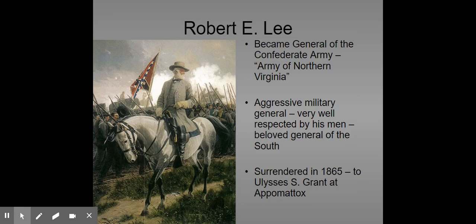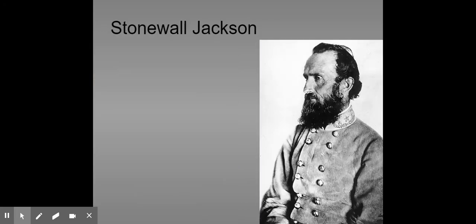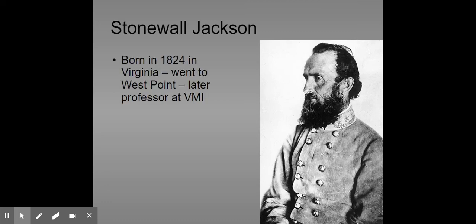Now, one of his most able commanders and subordinates is Thomas Jonathan Stonewall Jackson. Jackson was born in 1824 in Virginia. He goes to West Point, very, very lucky to go to West Point. To go to West Point, you need to have a recommendation from your state senator. There are only so many spots open at West Point.